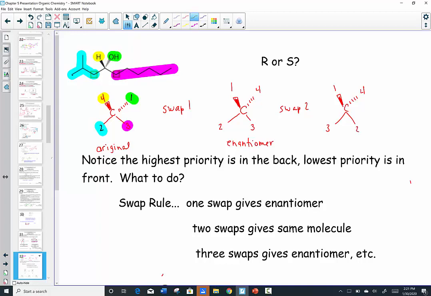So in my first swap, I swapped 1 with 4. In my second swap, I'm going to swap 2 with 3. And now what have we done? We've got back to the original molecule. This is called the swap rule. Odd swaps give enantiomers. Even swaps get you back to the same compound. I like to just assign configurations of 1, 2, 3, 4 as I'm swapping, and then I can go back to the original molecule to draw it.